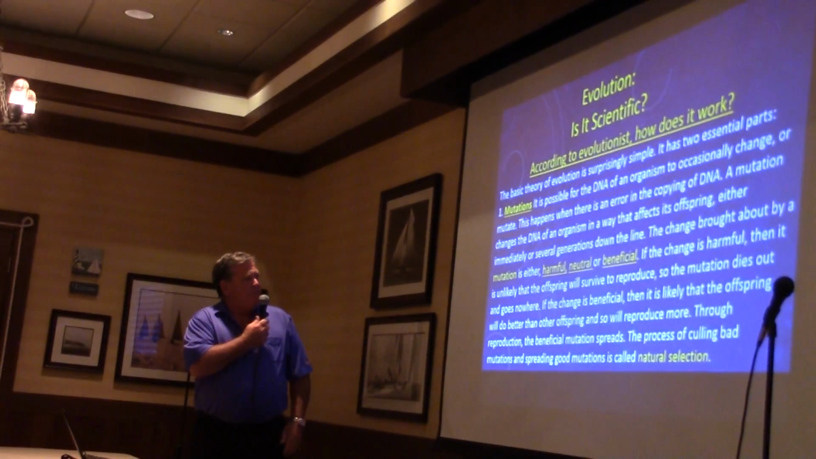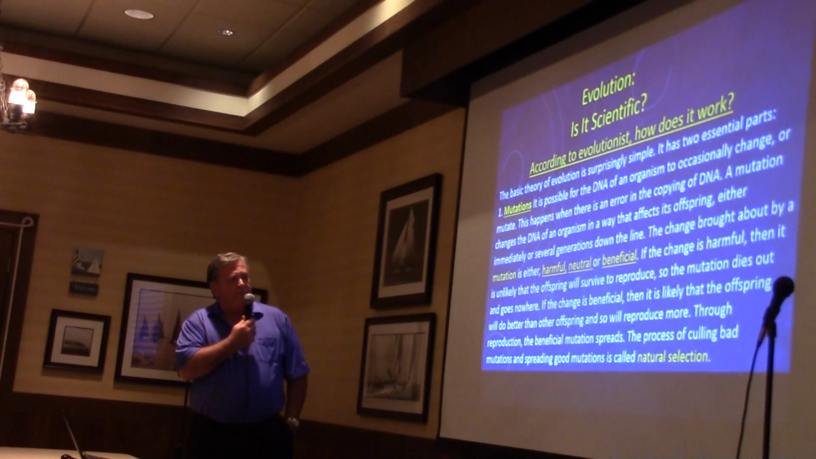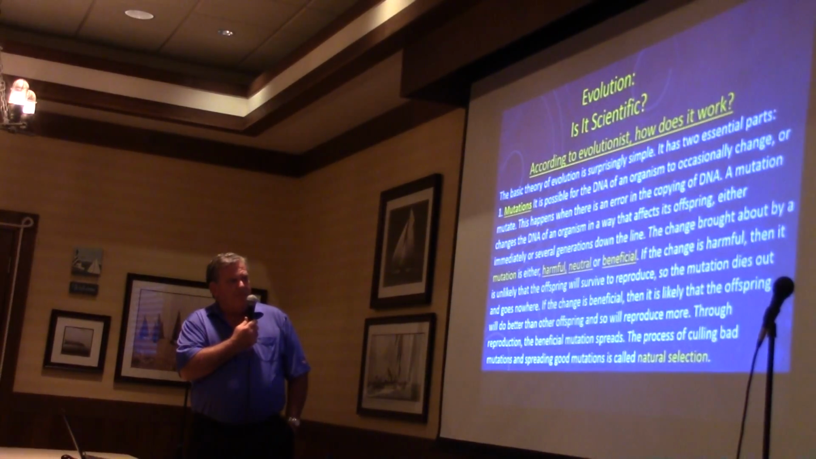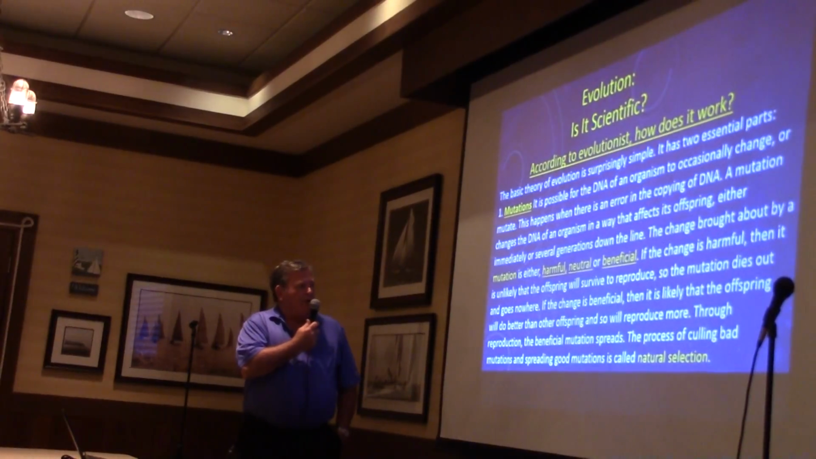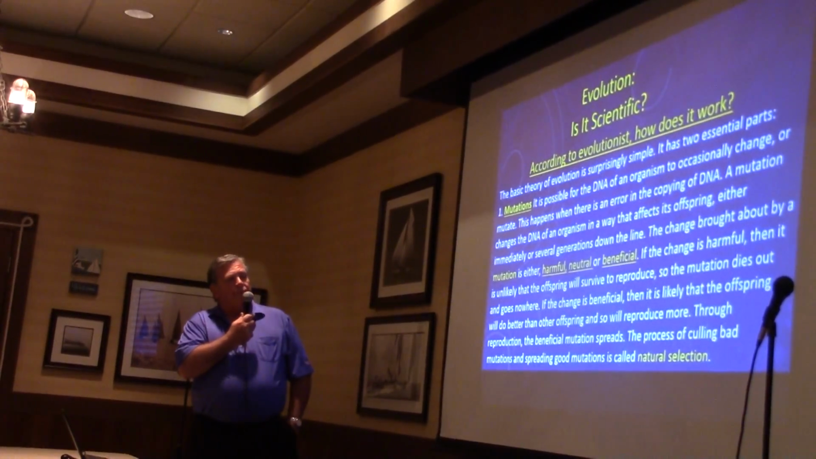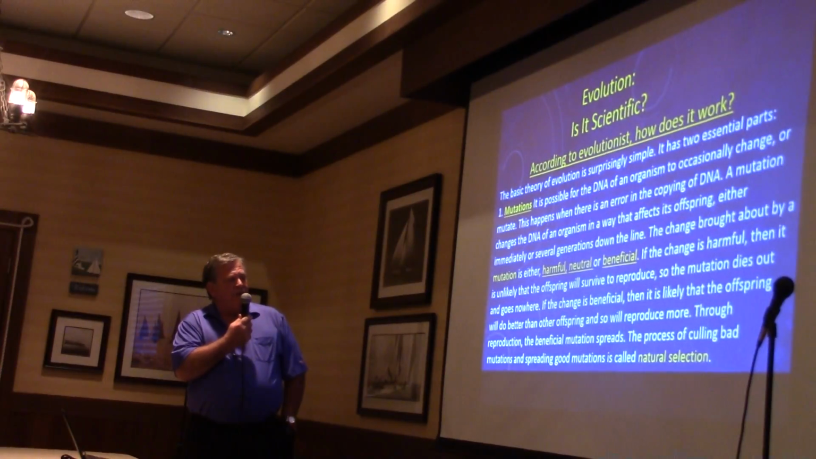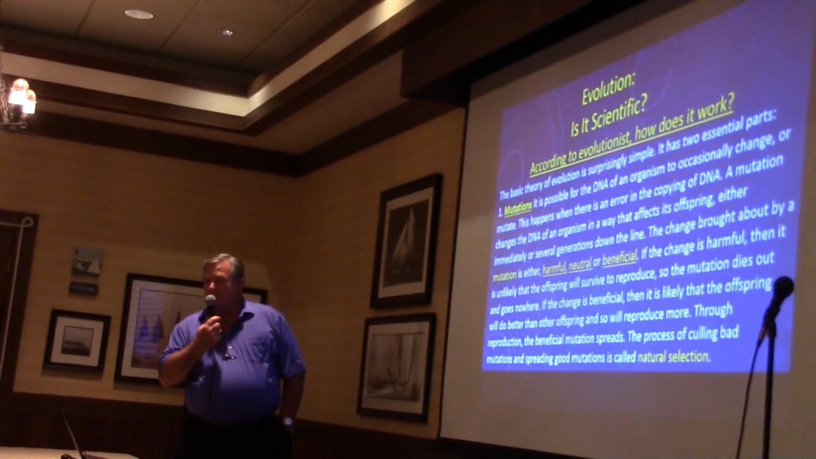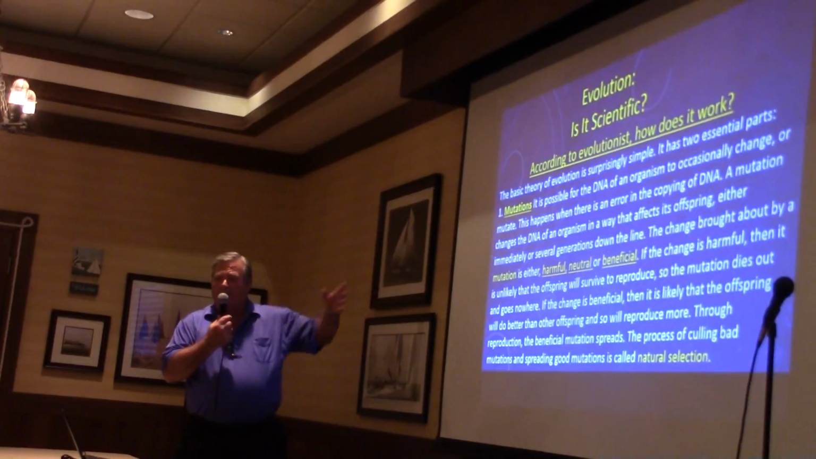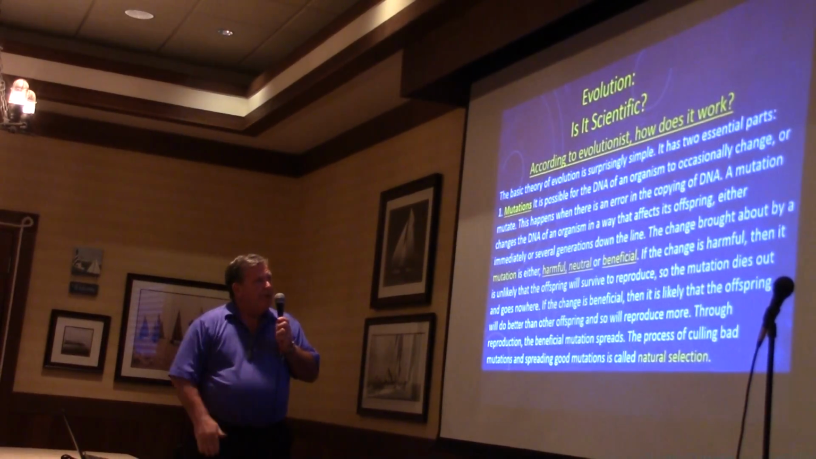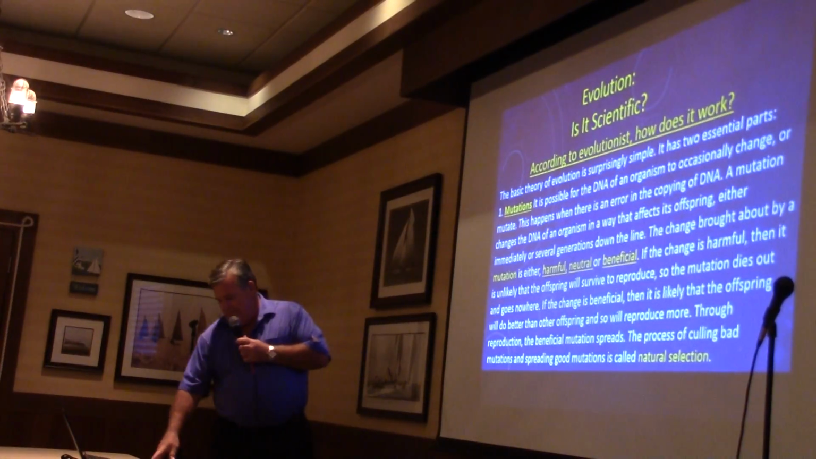If the change is harmful, then it's unlikely that the offspring will survive to reproduce, so the mutation dies out and goes nowhere. If the change is beneficial, then it's likely that the offspring will do better than the other offspring, so will reproduce more. Through reproduction the beneficial mutation spreads. The process of culling bad mutations and spreading good mutations is called natural selection. So that's the first step of how evolution, according to evolutionary theory, happens.